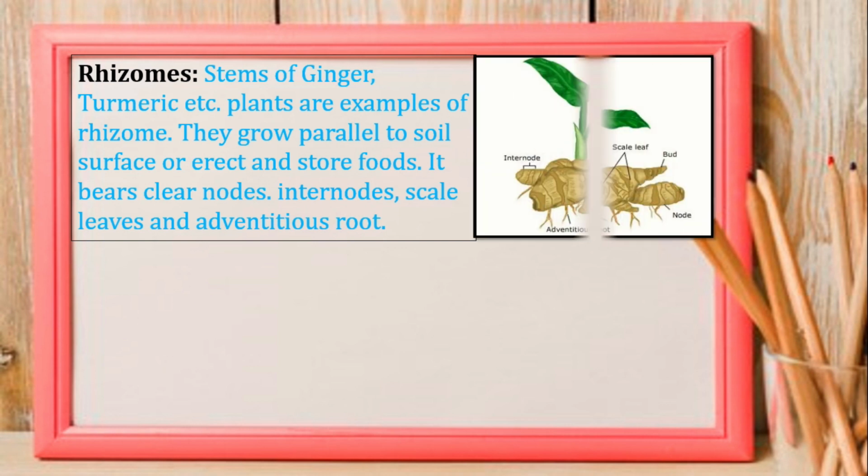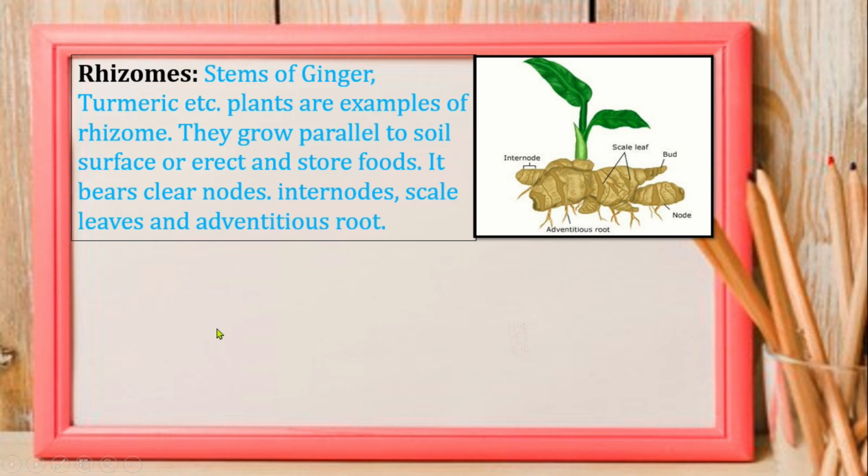Rhizomes. Stems of ginger, turmeric, etc. plants are examples of rhizome. They grow parallel to the soil surface or erect and store food. It bears clear nodes, internodes, scale leaves, and adventitious roots. This mark is called a node, and the space between two nodes is called an internode, and on the node there is a scale leaf present.